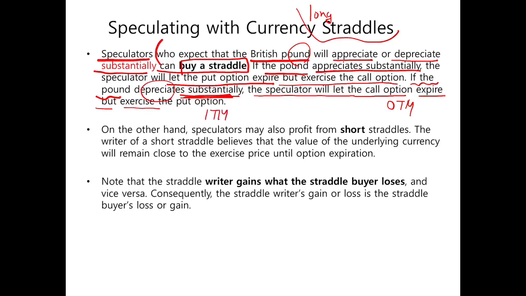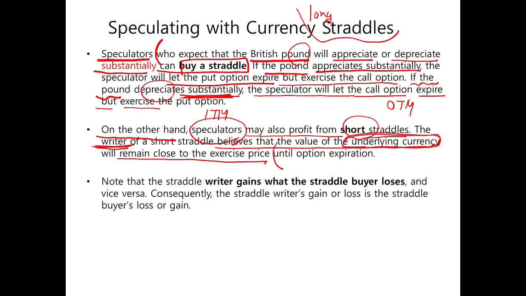On the other hand, another speculator may also profit from a short straddle. How? The writer is in a short position. He believes the value of the underlying currency, could be euro or could be pound, will remain close to the exercise price until the option expiration day. Then he will keep the leftover from the premium he received. Note that the straddle writer gains what the straddle buyer loses. That's a zero-sum game. Now let me move to the next slide.